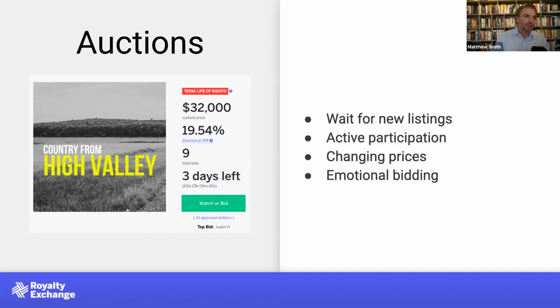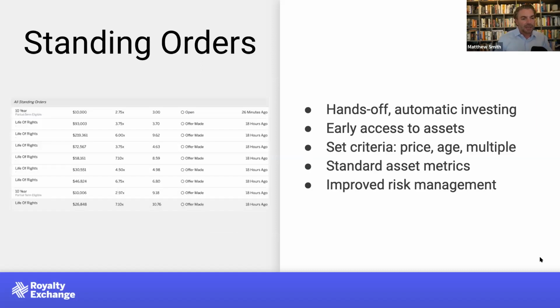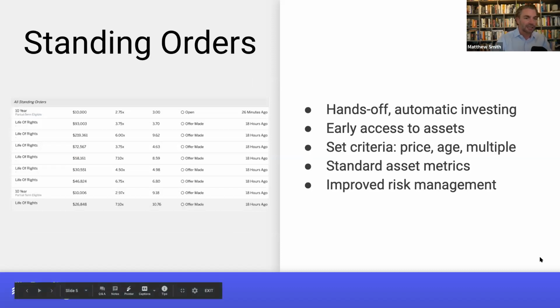With standing orders, you can accumulate a catalog, a portfolio of royalties, without having to be actively engaged in the same way you would with an auction. Prices adjust constantly for these auctions, and so you don't have to stay on top of them and bid frequently, and you also avoid getting swept up in some of the emotional pieces that really do happen in auctions. It's just impossible to avoid.